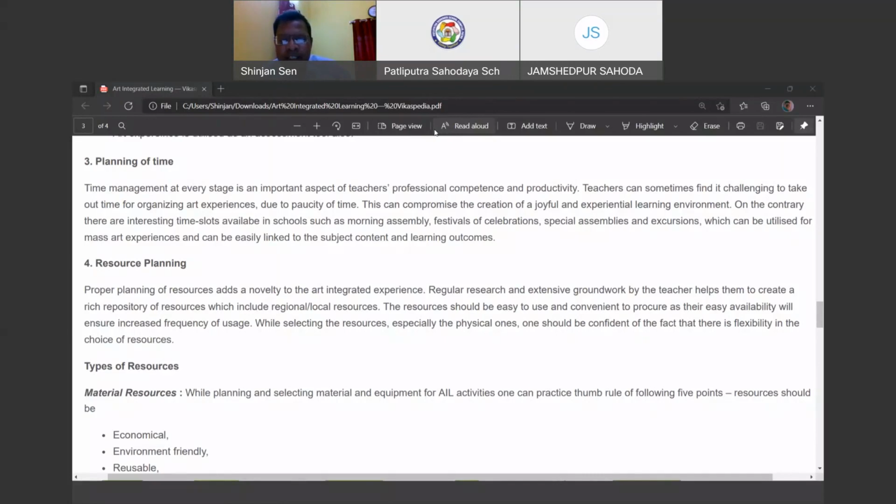The resources should be easy to use and convenient to procure, with easy availability, and ensure increased frequency of use. How easily can we get it? That should not be very costly, very expensive, and how can we use it? Our teachers around the country are doing this.